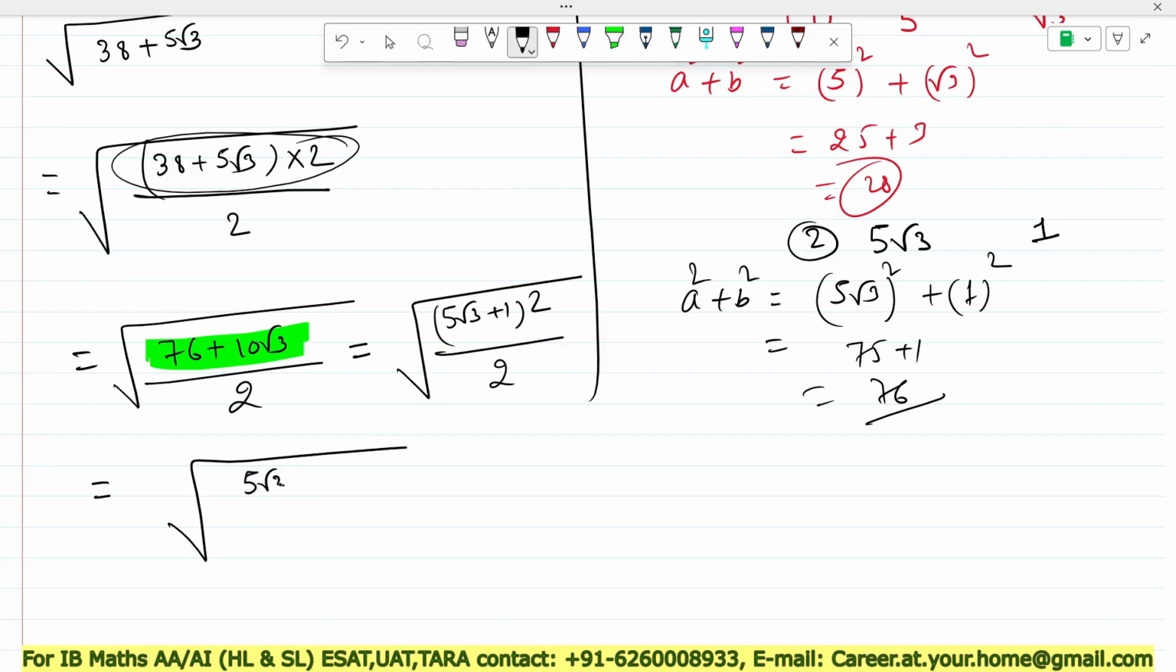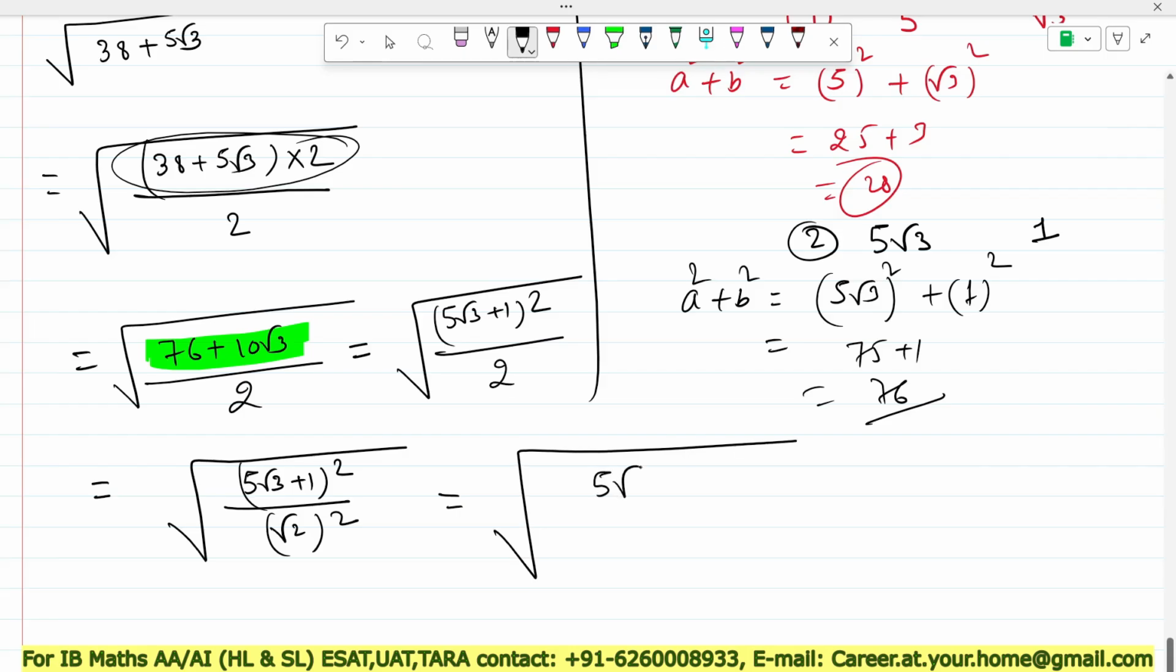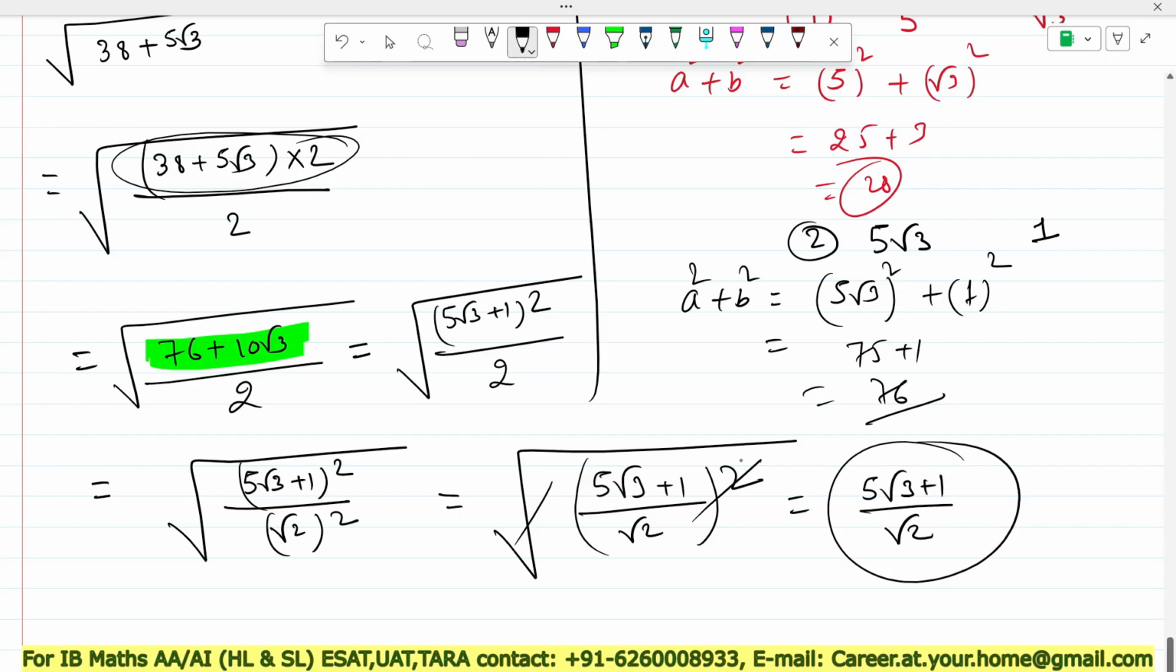You can write (5 root 3 plus 1) whole square, and the denominator can be written as (root 2) whole square. So now you can write this as the square root of ((5 root 3 plus 1) upon root 2) whole square. Now it can be cancelled out. So you will get (5 root 3 plus 1) upon root 2. This should be our answer. Have you understood it?